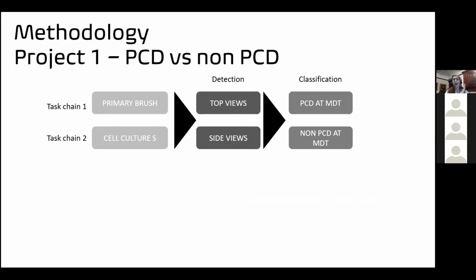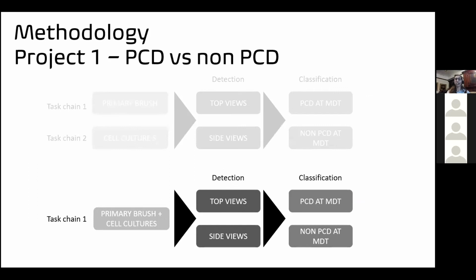So how is the project designed so far? I thought in the beginning that we should separate primary brushings from cell cultures, which sounds reasonable. However, we don't have that many cell cultures, and numbers are important. So we're just going to focus on mixed brushings for now, and later on we can create another project where we separate these two types of brushings.